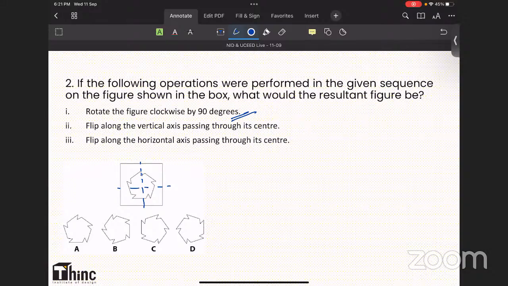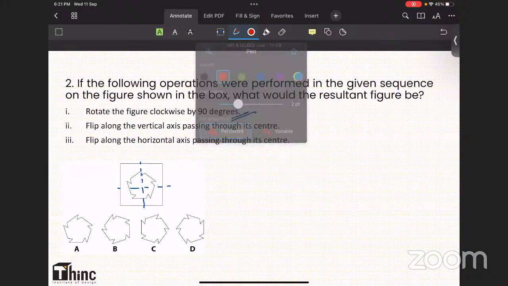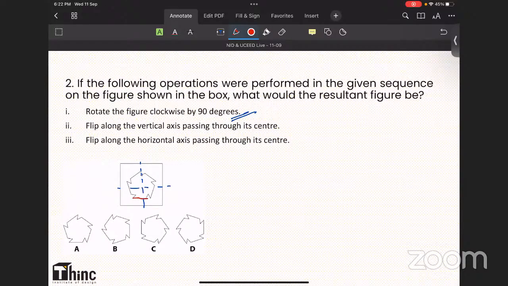So over here, just look at a straight line, because we are looking for something in an easy way. See, clockwise 90 degrees. That means clockwise is in this way. So this particular line will be like this. Okay. So just look for the options.